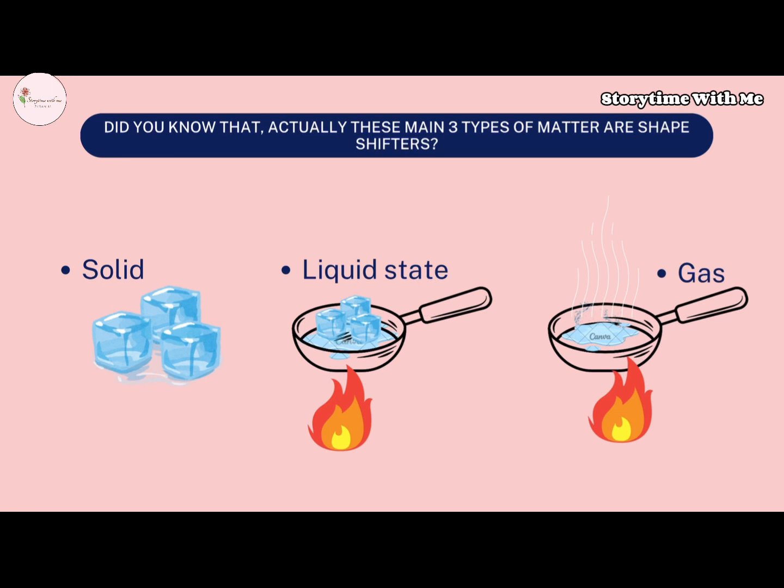Did you know that actually these main 3 types of matter are shapeshifters? So first we have the solid ice cube, and when we heat it, it turns liquid, and when we heat it even more, it turns into gas, which is evaporation. And when we ice it again, it turns into solid, and it continues.